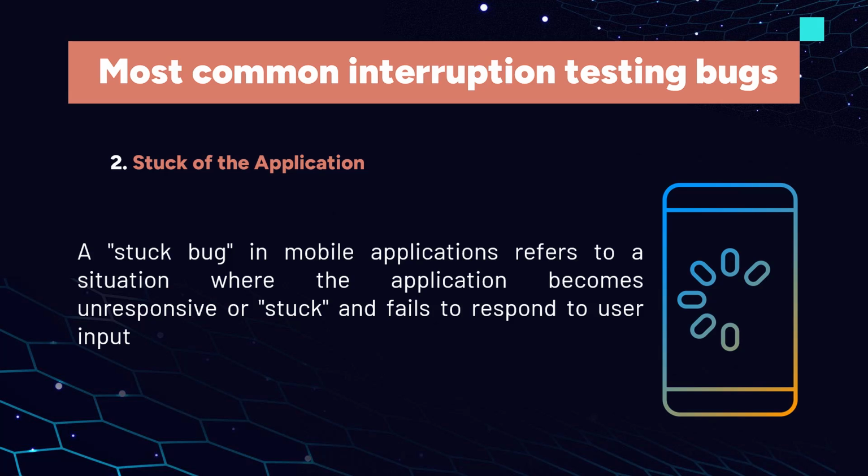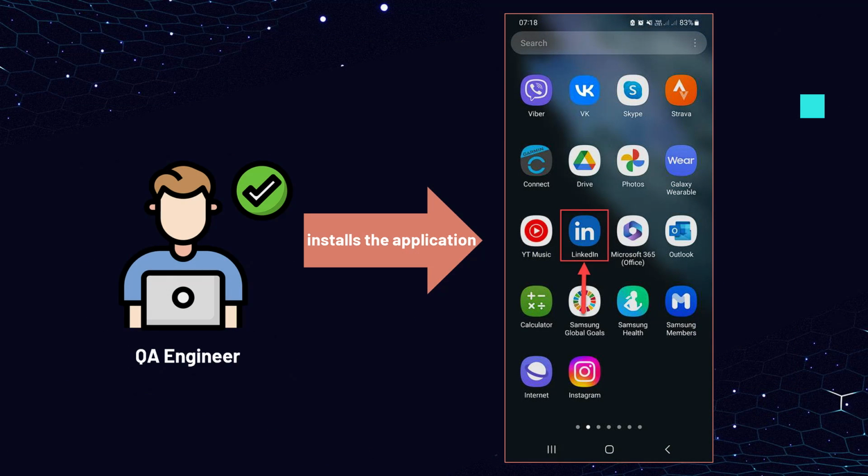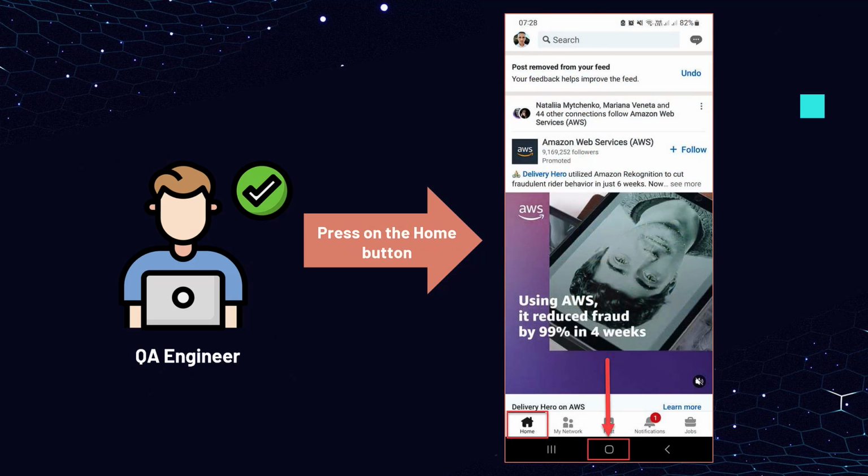Imagine the QA should perform device hardware interruption testing. For this reason, they install the application on the device, for example the LinkedIn application on an Android device. Then the tester launches it and starts testing, in particular being on LinkedIn homepage.